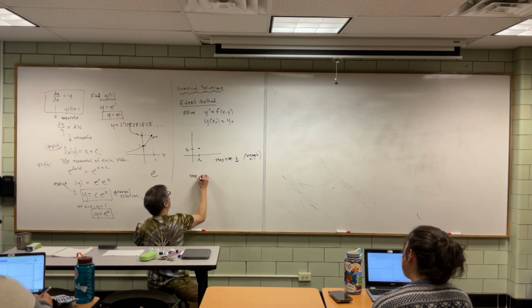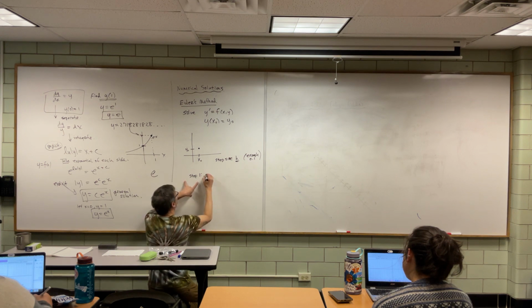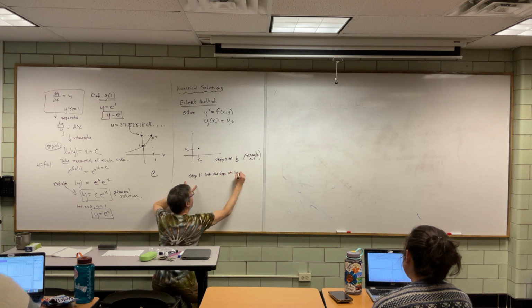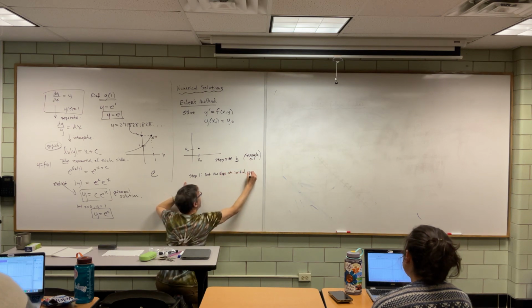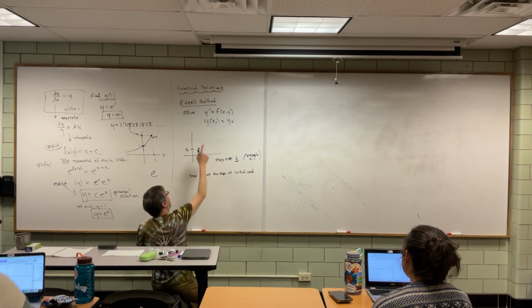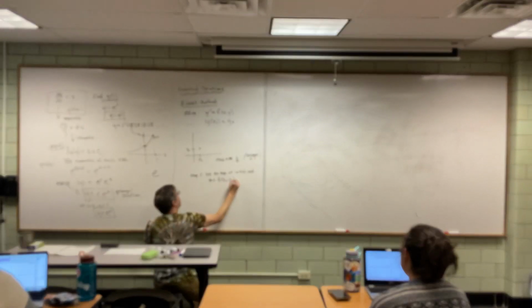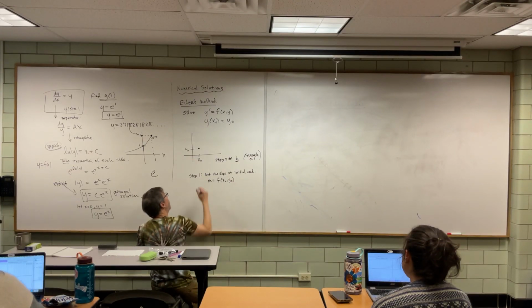Step one, let's just initialize this thing here. We're going to get the slope at the initial condition. And that's our formula for the slope up there. So m is equal to f at our current point. That function on the right gives us the slope right here.